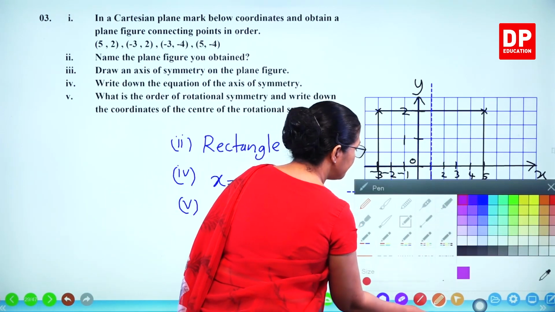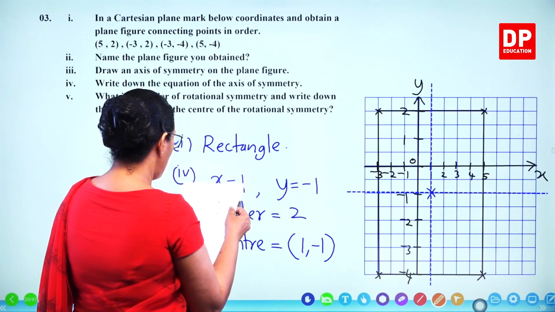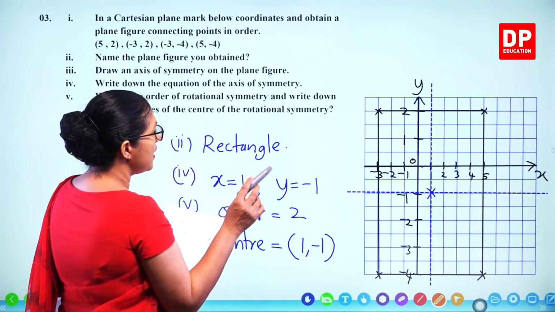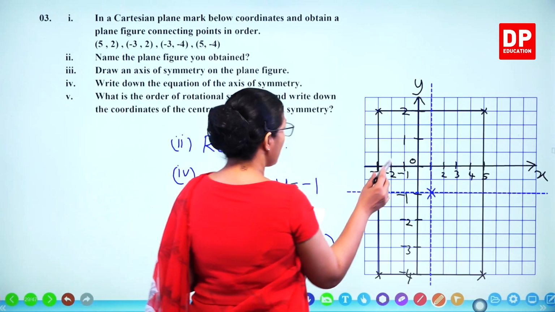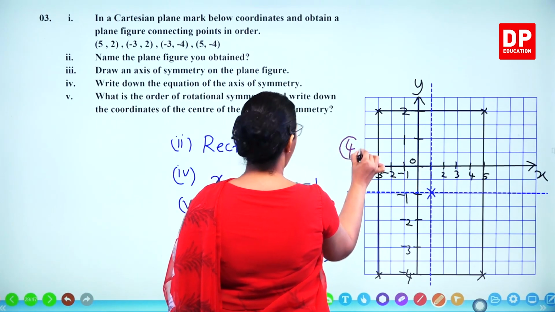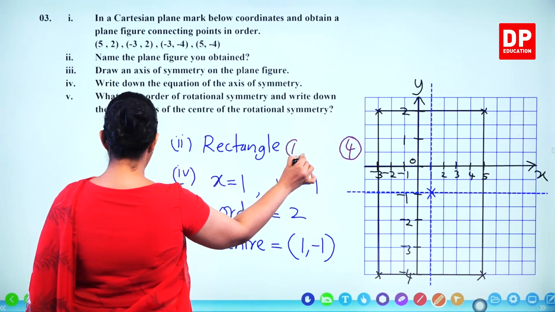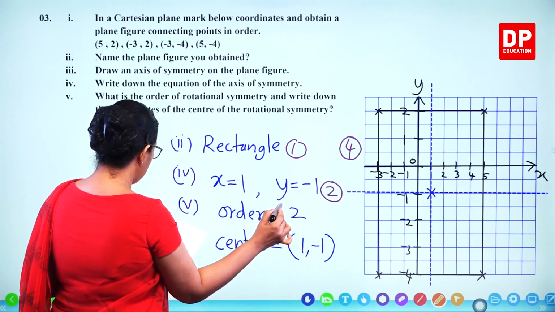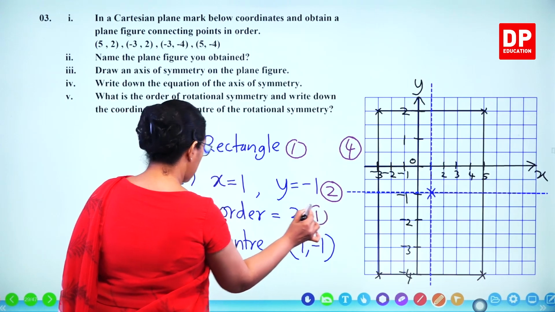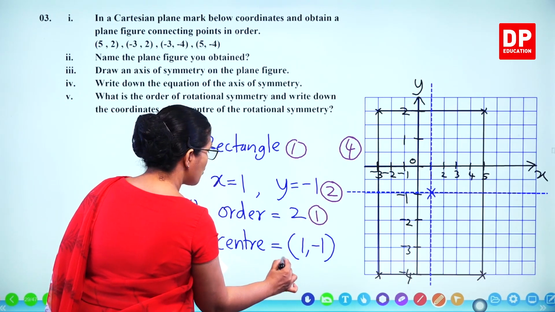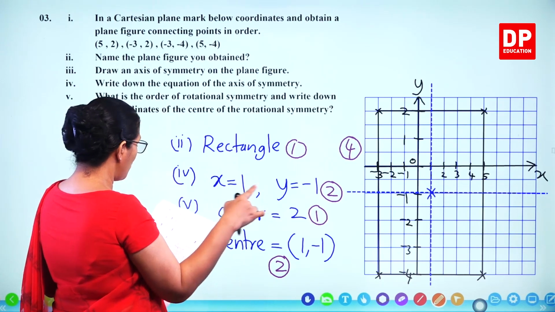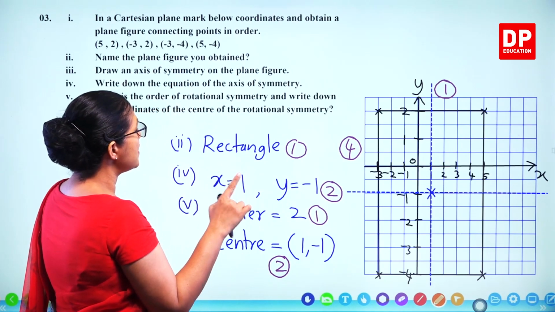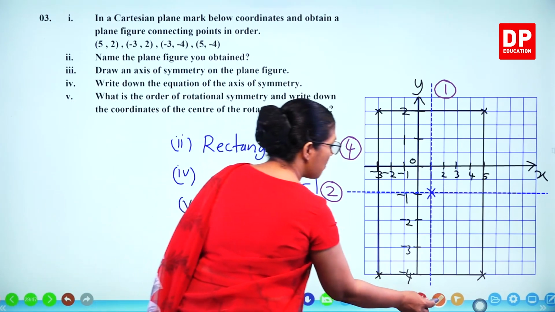So how many marks? So you are getting 4 marks for marking the points, the coordinate plane and everything, 4 marks. And then rectangle 1 mark, x equals 1 and y equals minus 1, 2 marks. Order equals 2, 1 mark, and 1 minus 1 center, 2 marks. And here drawing the two axes, another 1 mark. See how many marks altogether? 4, 5, 6, 7, 8, 9, 10, 11. 11 marks for that question.